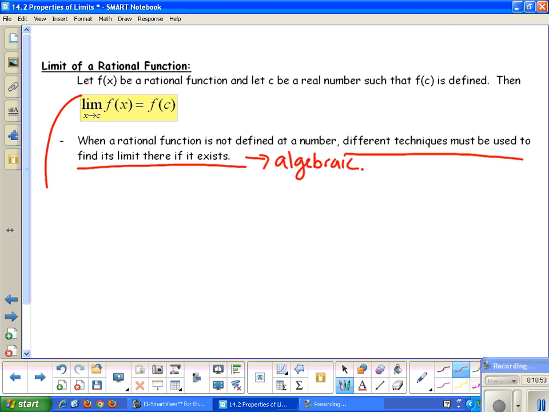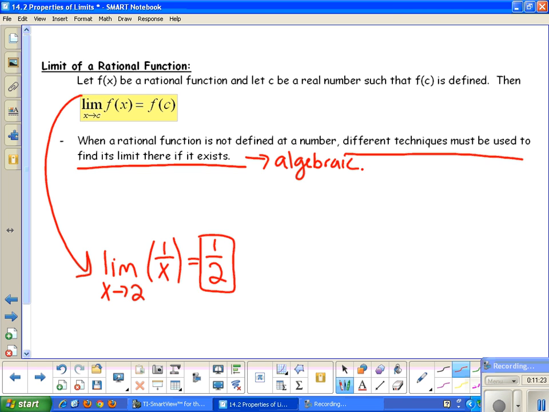Let me show you an example of this one up here. Let's say we want to find the limit as x approaches 2 for the rational function 1 over x. So if I wanted to find, in this case, the limit as x approaches 2, well, because 2 does not make my denominator 0 there, because my domain would be all real numbers except for 0, that means that I can just plug 2 into my equation and this would be my limit.